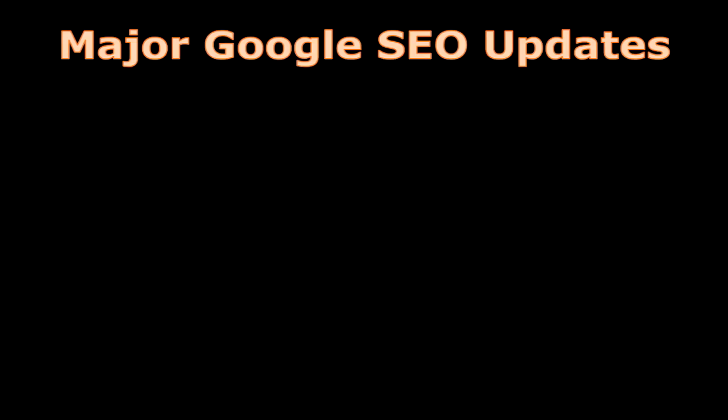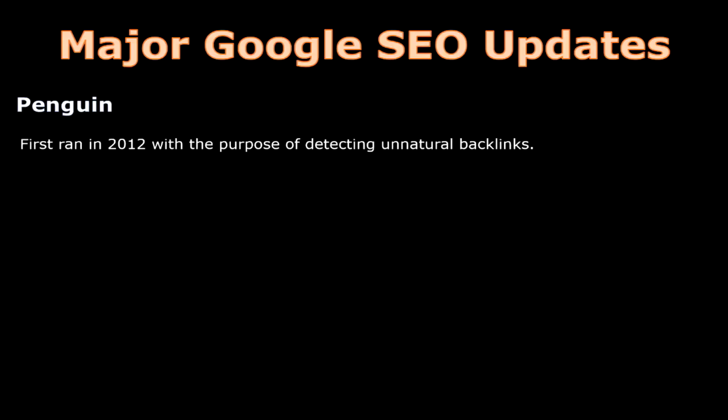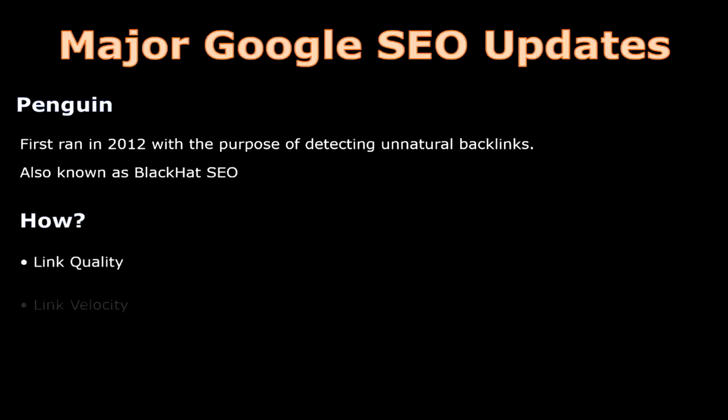The next major update was Penguin. Penguin first ran in 2012 with the purpose of detecting unnatural backlinks, also known as Black Hat SEO. So, how does Penguin detect unnatural backlinks? It looks at the link quality, the link velocity, and the link diversity. Let's go into this in more detail.